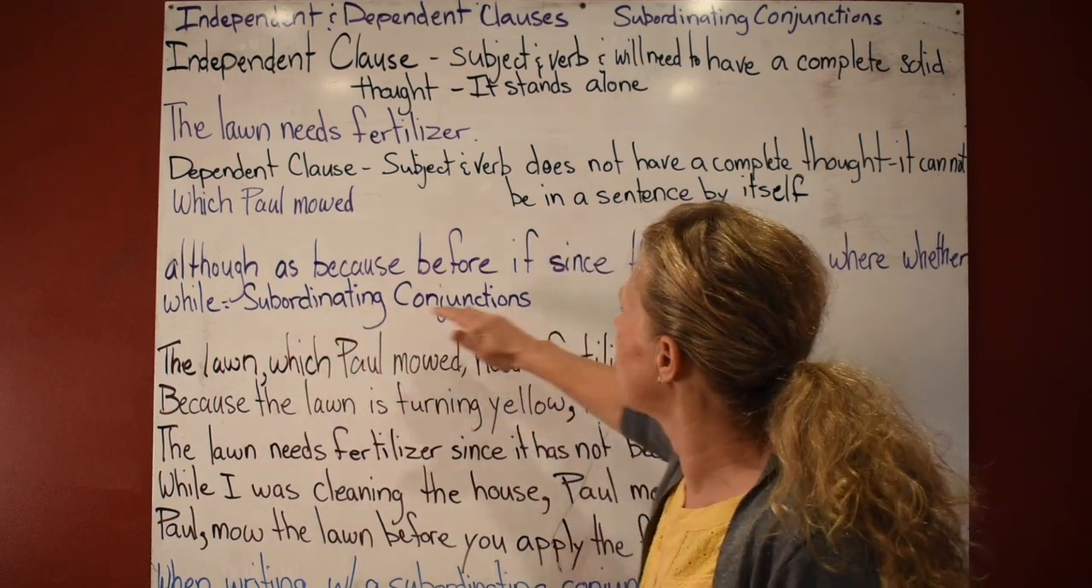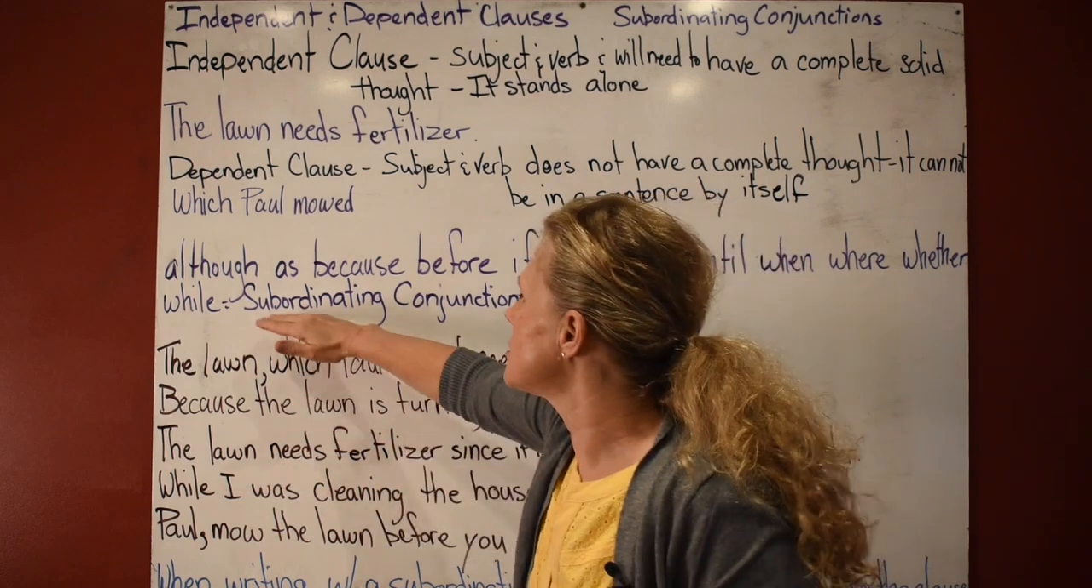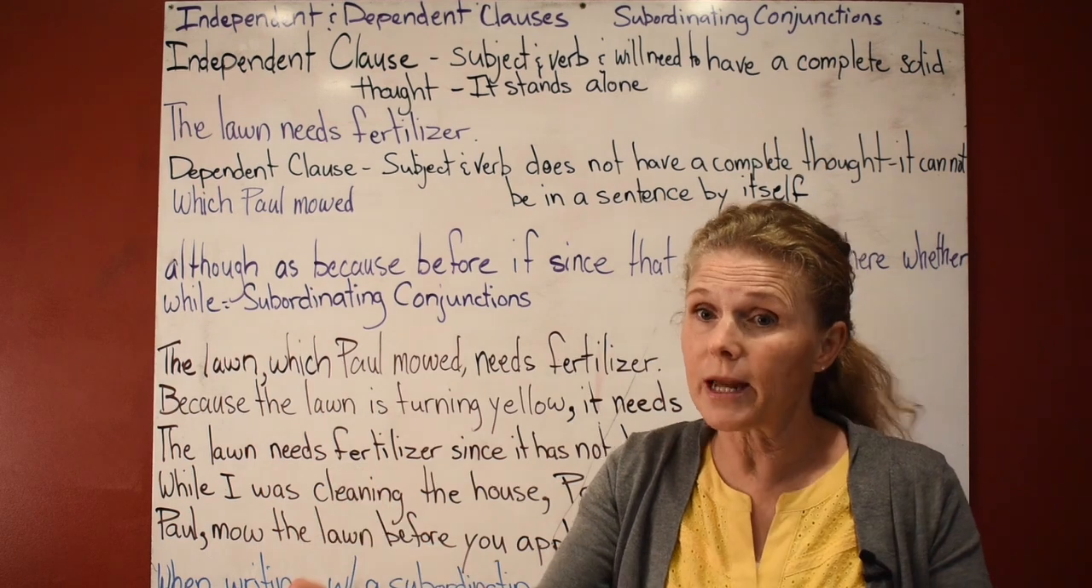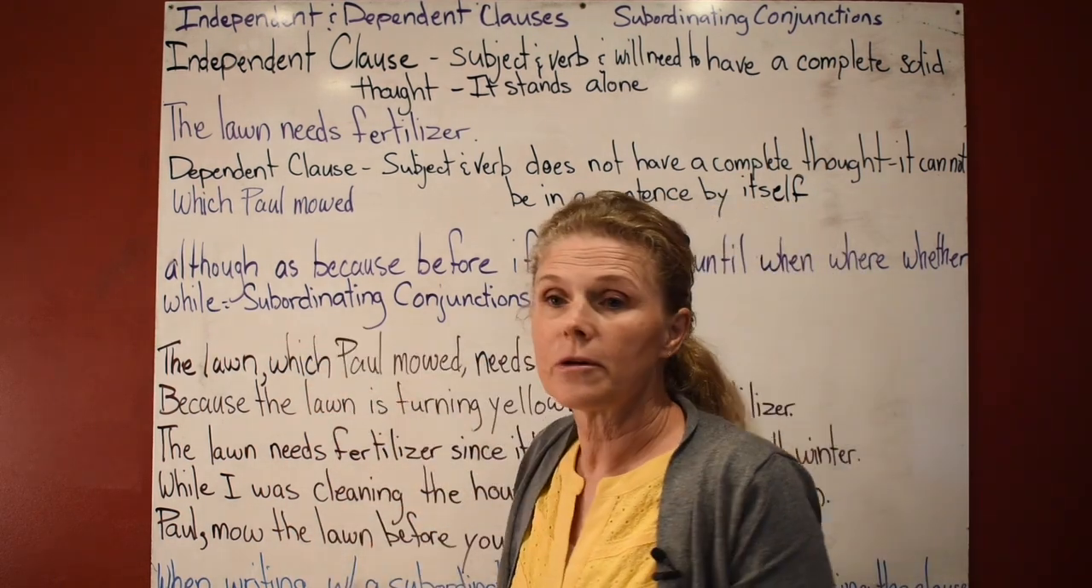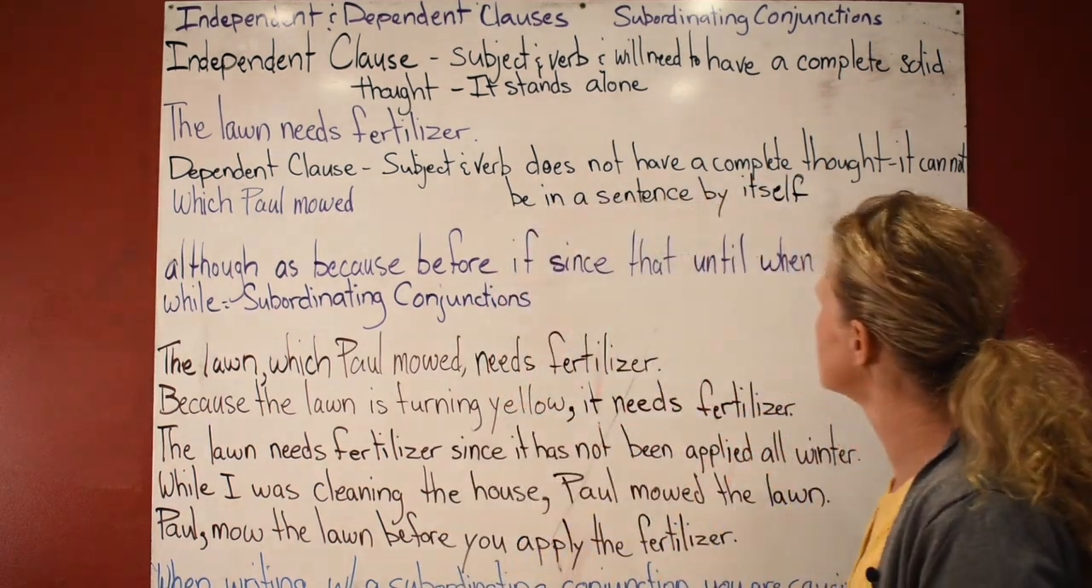And these are called subordinating conjunctions. You're putting them in order, but that's lower or below. Now remember, a coordinating conjunction, you're with, and those are the FANBOYS that we talked about in another lesson.